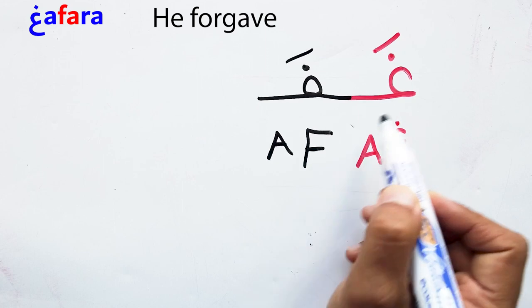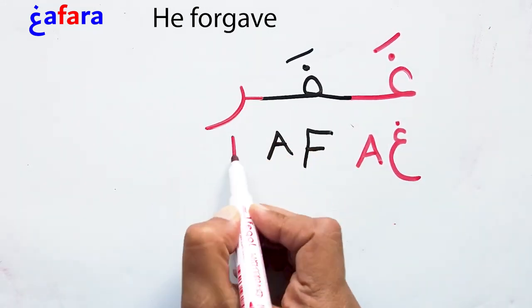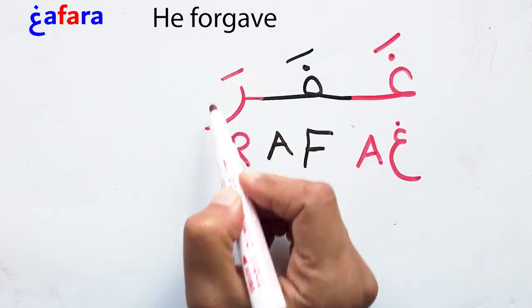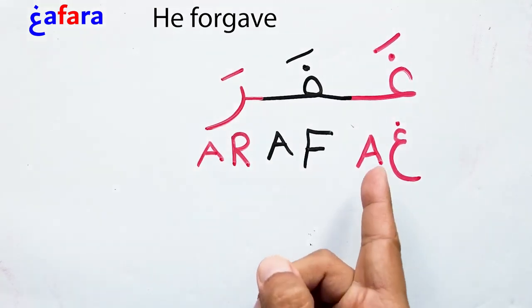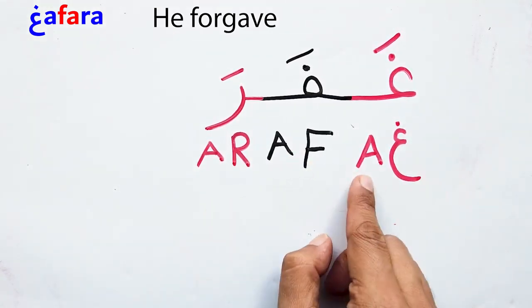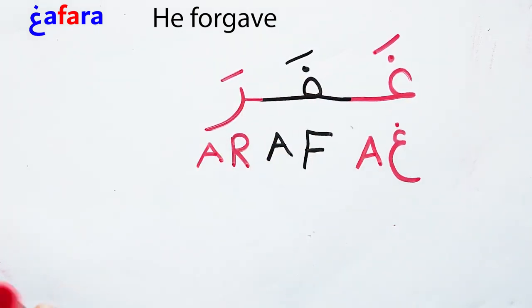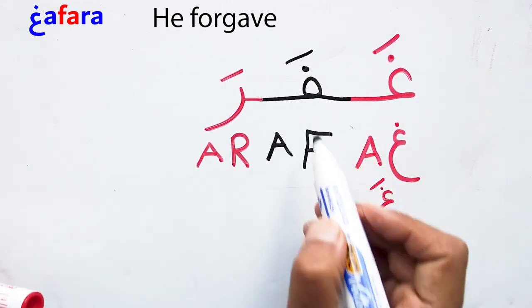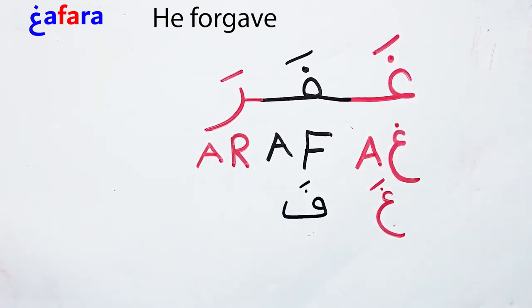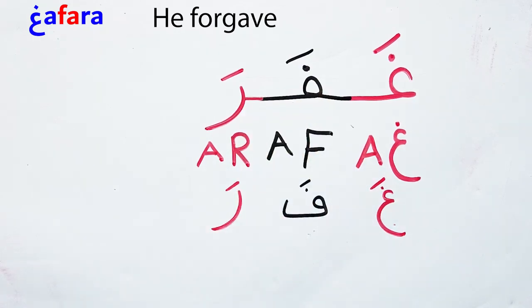Then r, the sound of R. And if I say ra, the sound of A. Don't forget this mark on the top, it sounds like A. So gha fa ra. غفر. The shapes of the letters when they are separated are like this. So we have fa, and finally we have ra. غفر.